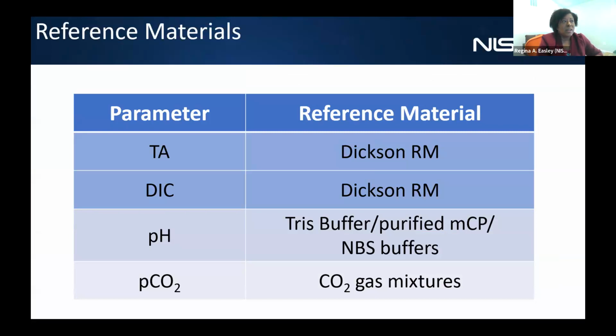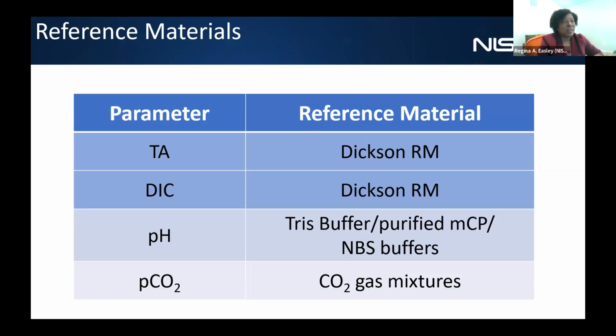provided by Andrew Dixon's lab. pH is often standardized using tris buffer that's prepared in a synthetic seawater solution. People will also use purified metacresol purple, and some will use, if they're using glass electrodes, NBS buffers to look at the slope of their electrodes, and then they'll use the tris buffers in order to determine the liquid junction potential effect on the electrodes. PCO2 is standardized using gas mixtures from gas cylinders.